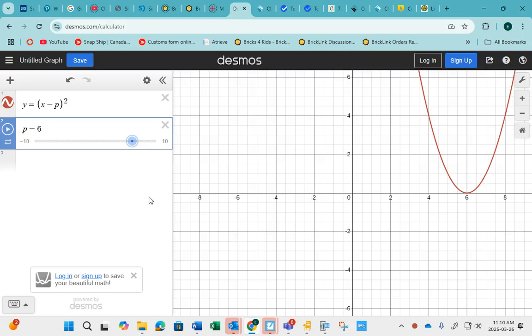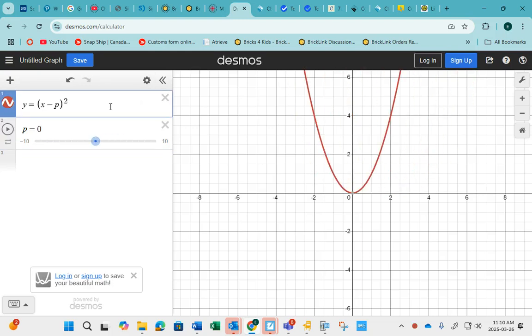4 moves it. And you can see that you can move your graph left and right depending on what your p-value is. Now, if I make p equal to 6, your equation would be x minus 6. So when it's minus 6 in the equation, your vertex is at positive 6, because it's really thinking what x would still make it 0. It would be a positive 6 that would still make it 0. So we saw that the p-value moves things left and right.